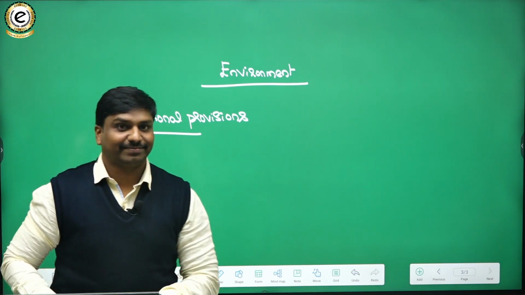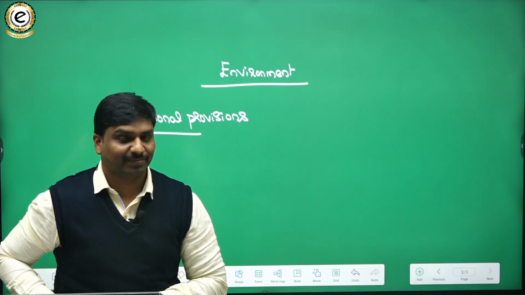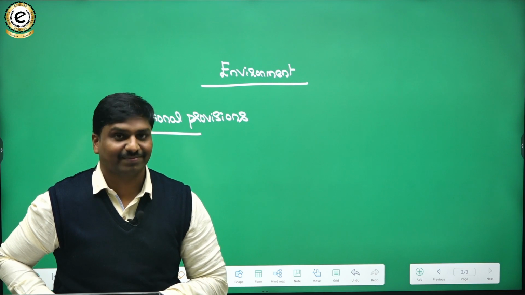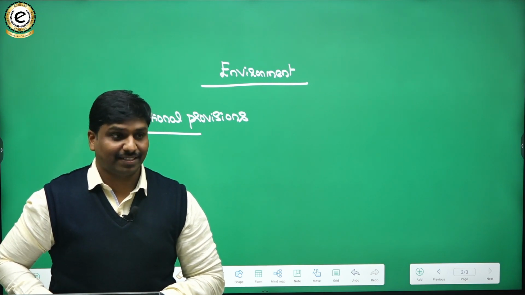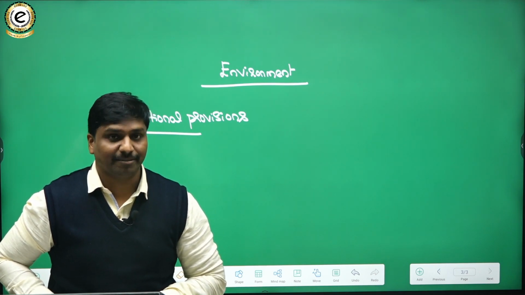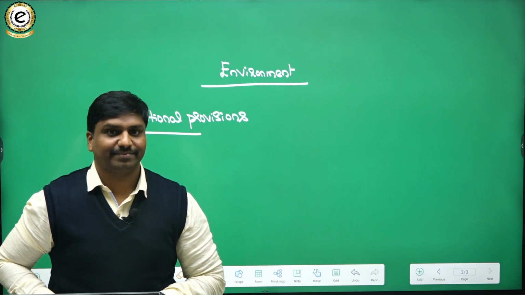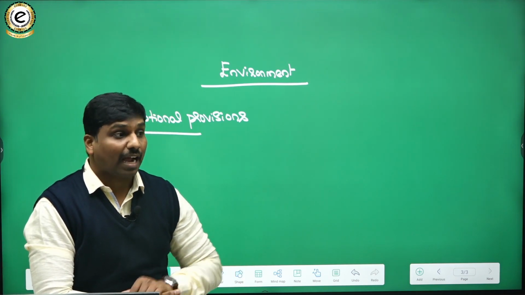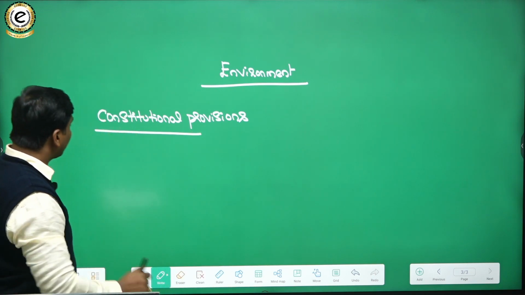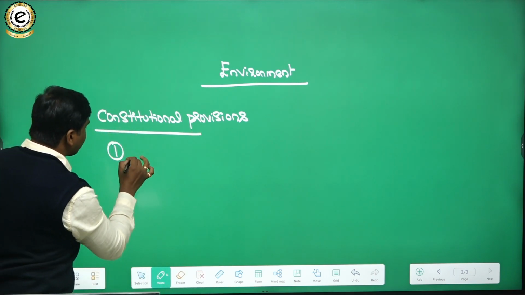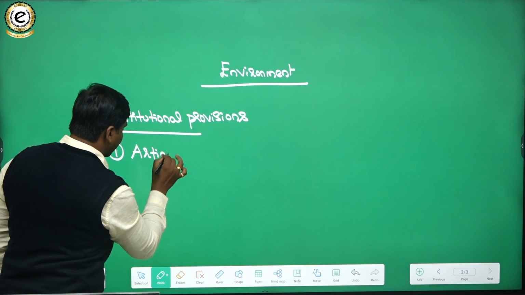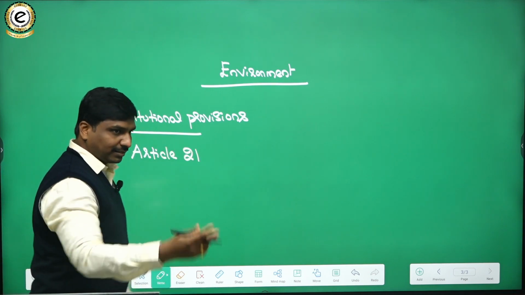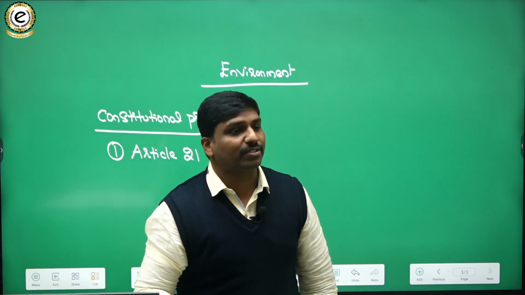The Supreme Court has interpreted the right to clean environment under the right to life and liberty. Yes, good, that is also recognized as a human right. So one very important thing that you can remember is Article 21. Do you remember Article 21? So what is Article 21? Yes, right to life and personal liberty.